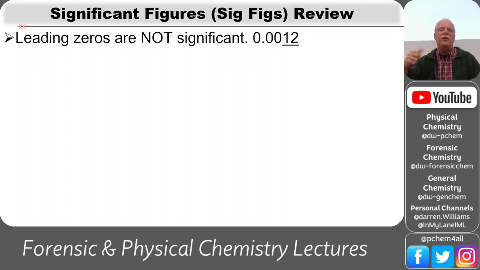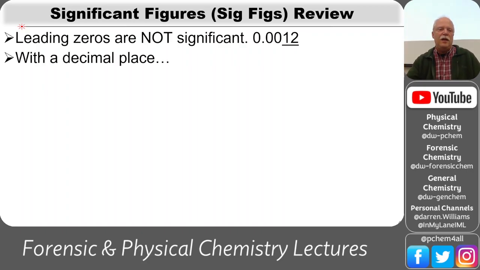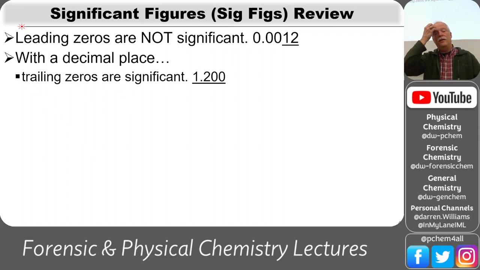So in this number, we have two significant figures. Those zeros in front of those numbers are not significant. And we know that because if you were to write this in scientific notation, you would get rid of those. You would write it 1.2 times 10 to the minus 3. And at 1.2, those are your significant figures. Okay.